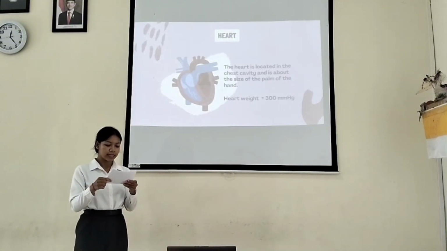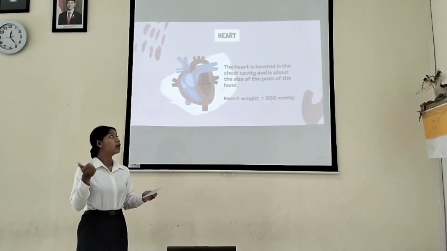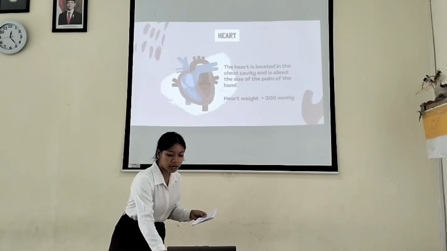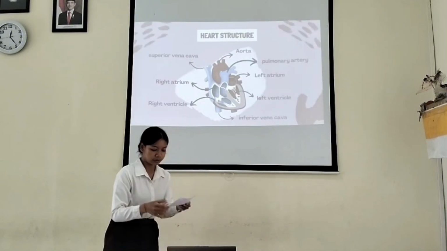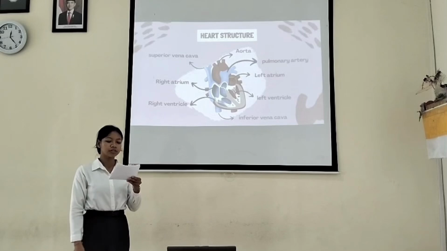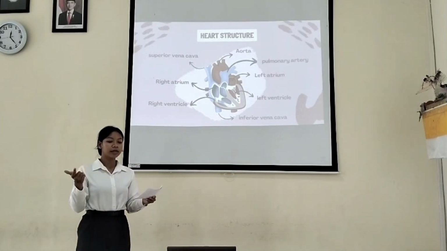The heart is comprised of the left atrium, left ventricle, right atrium, and right ventricle. The heart also contains several blood vessels, including the aorta, pulmonary artery, superior vena cava, and inferior vena cava.